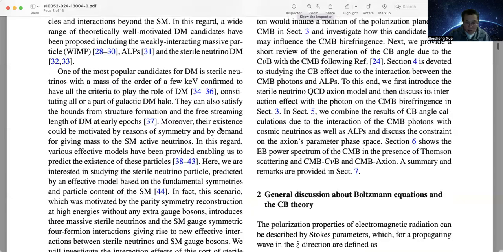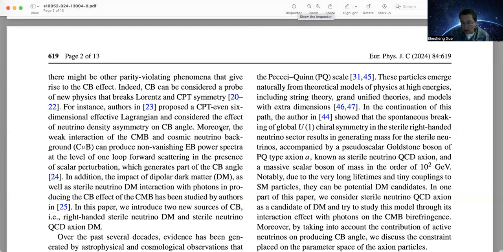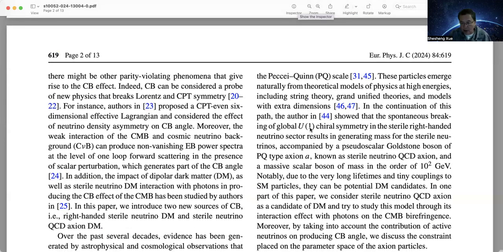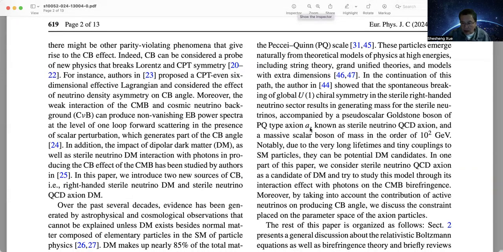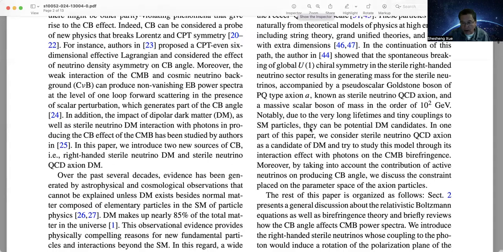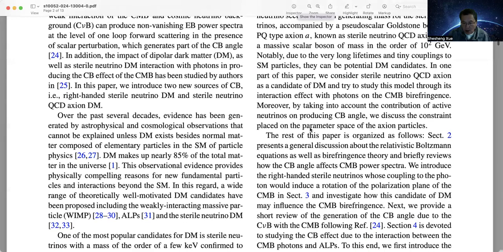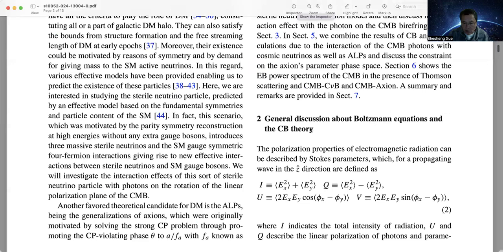We know that the active neutrino has electroweak interactions which violate parity, and the axion, as we just explained, is a pseudo-scalar particle that interacts with the photon, also parity-violating. Now we are going to also describe the sterile neutrino, which also has different left-handed and right-handed couplings to the photon. This is what this paper is about.